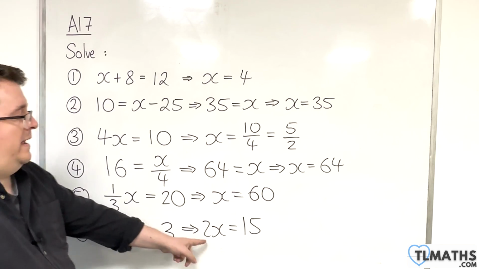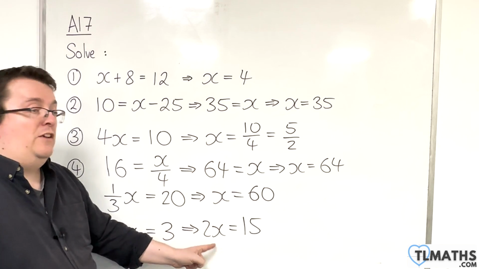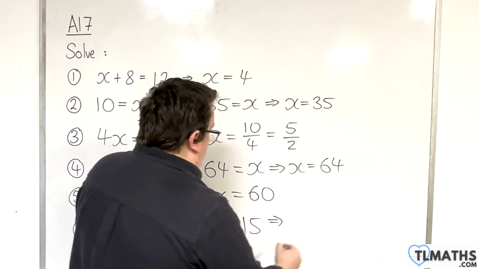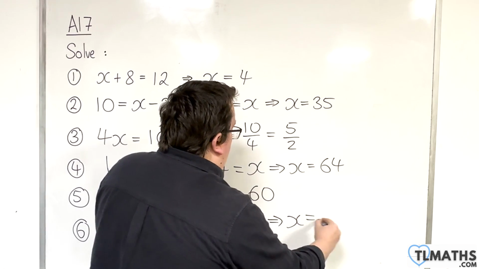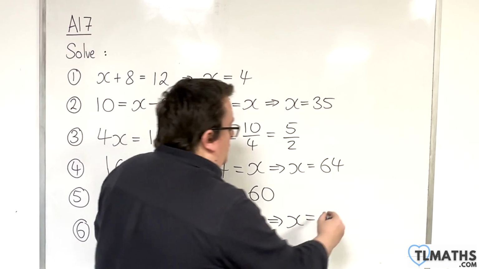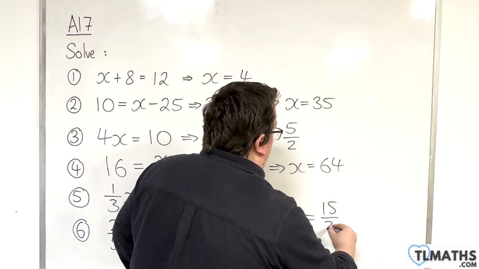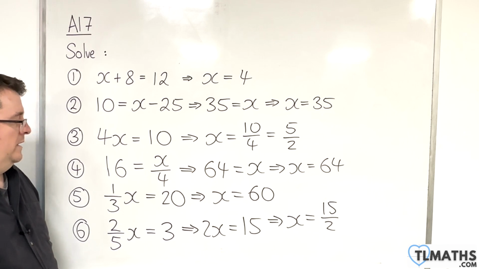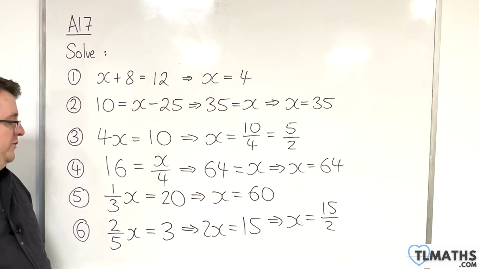And then, because we have 2x is equal to 15, we're multiplying the x by 2, so we divide both sides by 2 now. So we're going to get x on the left-hand side, and 15 divided by 2 is 15 halves, or 7.5. Okay? And so that's how we can get the answer to all 6.